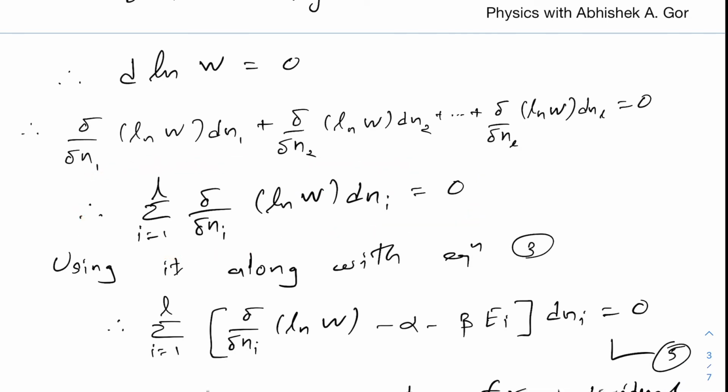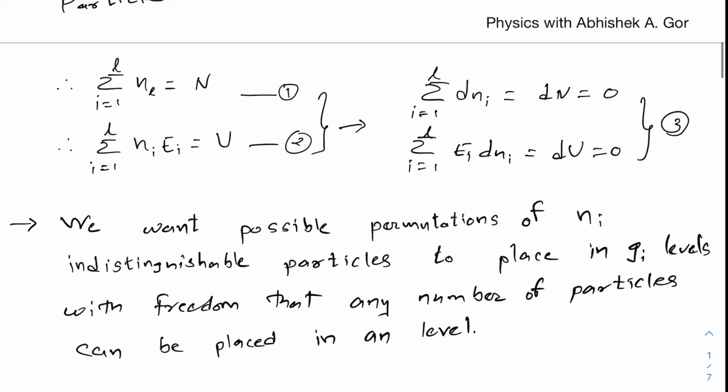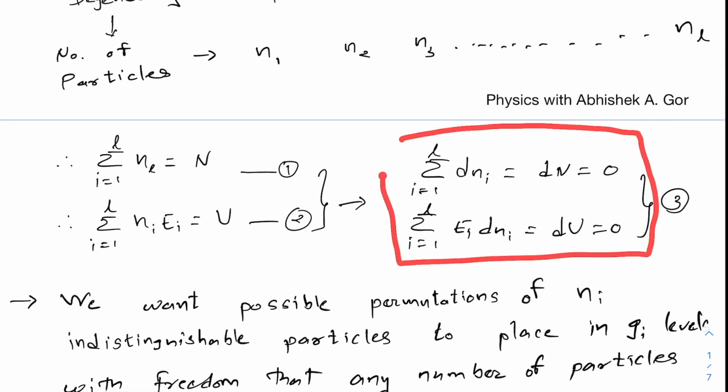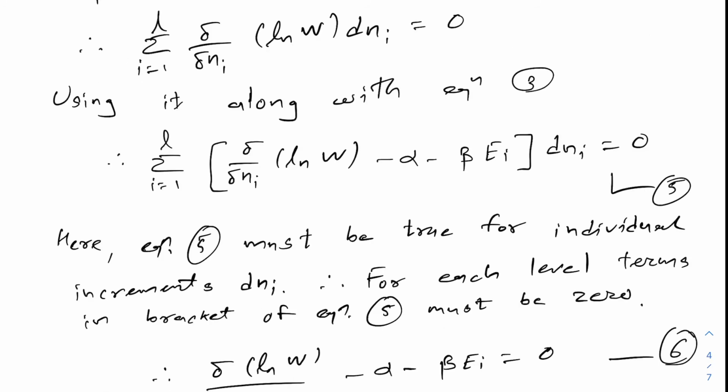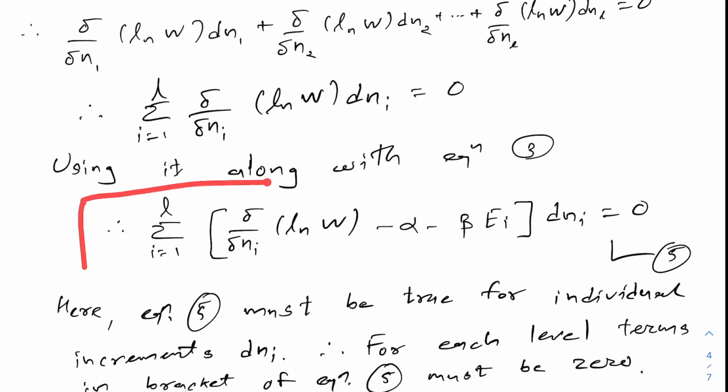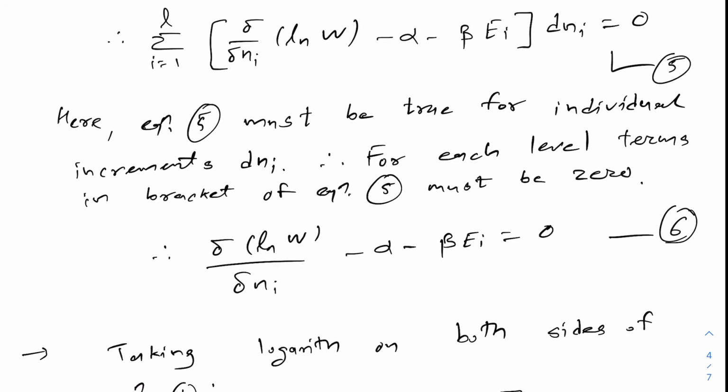Now remember, since there is no change in the number of particles and the total energy, we know from equation 3 that summation i equal to 1 to L of dni is equal to dn is equal to 0, and summation i equal to 1 to L of ei dni is equal to dU is equal to 0. That is, the energies of levels ei remain unchanged. Using that in this equation, we get this form. Here alpha and beta are Lagrange's coefficients which are associated with particle number and the internal energy respectively. You can learn more about this separately.